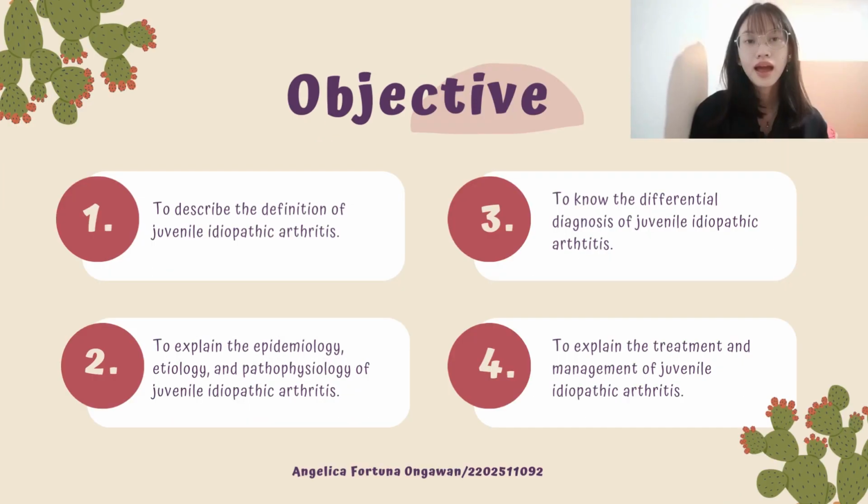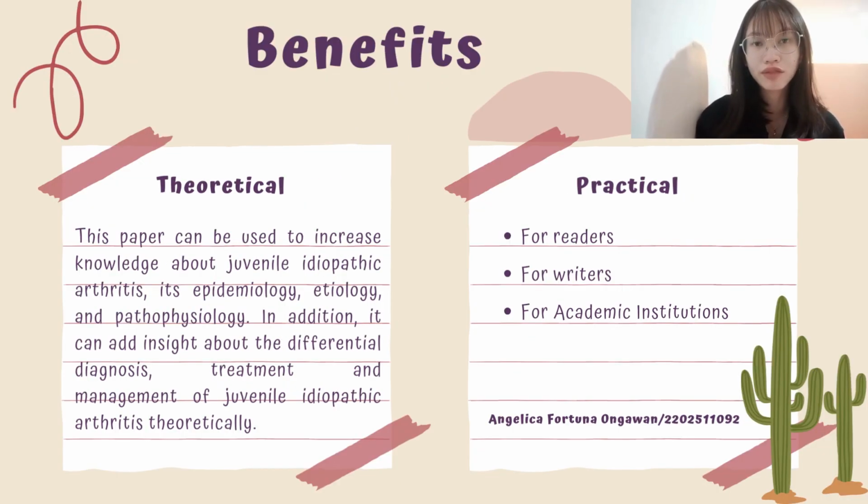Thank you. I'm Angelica Fortuna Ongawan with the last 3 student digits 092. The objectives of this paper are to describe the definition of juvenile idiopathic arthritis and also explain its epidemiology, etiology, pathophysiology, differential diagnosis, treatment, and management. There is a theoretical benefit of this paper. It can be used to increase knowledge about juvenile idiopathic arthritis, its epidemiology, etiology, and pathophysiology. In addition, it can add insight about the treatment and management of juvenile idiopathic arthritis theoretically.